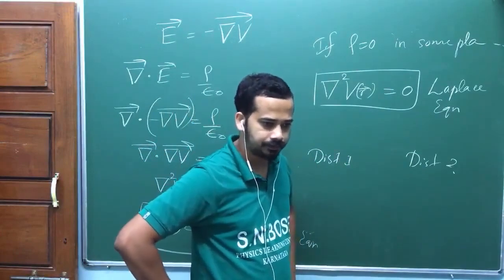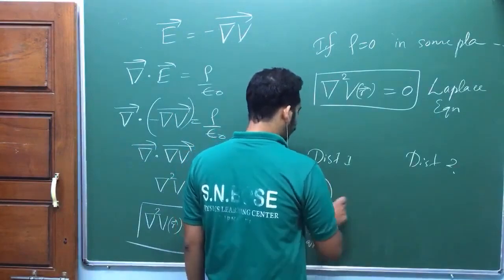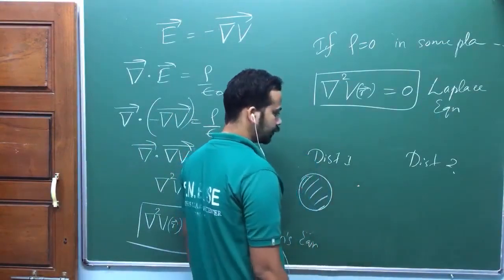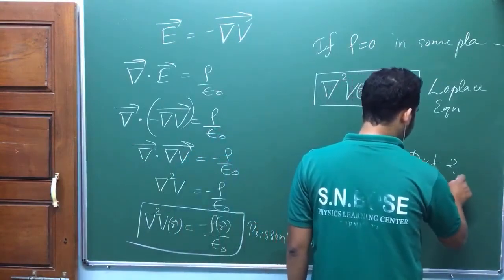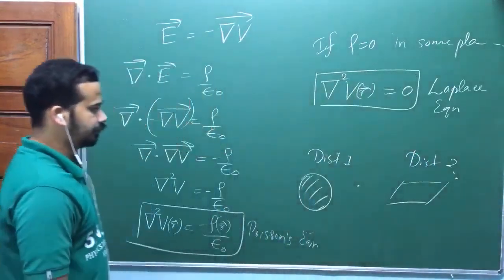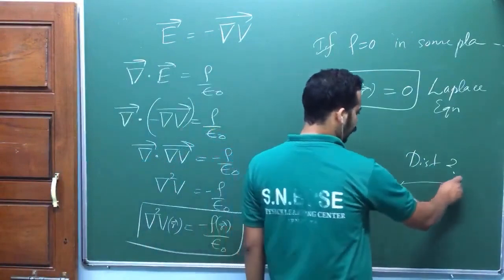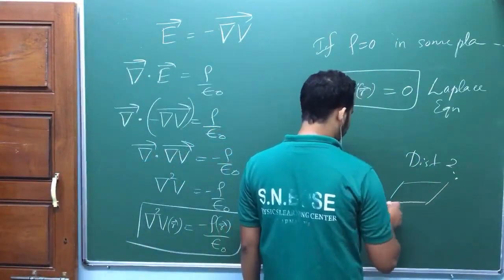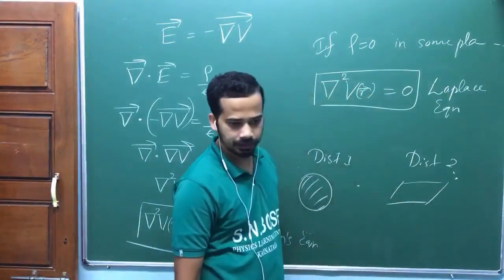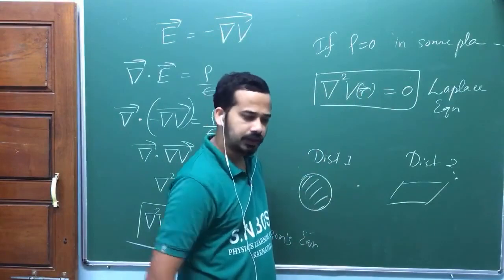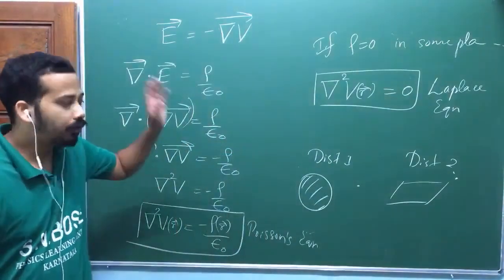Are you getting the point? Suppose I have a spherical charge distribution here, and I'm finding the potential here. Now I have some other planar charge distribution here, and I'm finding the potential here. In both cases this is the spatial point where there is no charge, away from the charge distribution. So in both places the Laplace equation is valid, the same equation. Can I say the potential is the same? Speak out. Sir, no, because the boundary conditions are different.